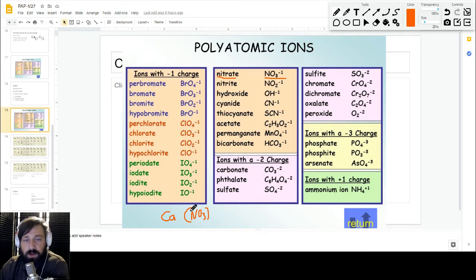Then we can do the exact same thing to figure out the formula for these guys. Calcium is 2 plus, and nitrate is 1 minus. And so that means that I'm going to need 1 calcium and 2 nitrates. This is a good reason why we have these parentheses here, because we know there are 2 separate NO3s in this. This is not the same as saying N2O6. We have 2 completely separate NO3s.